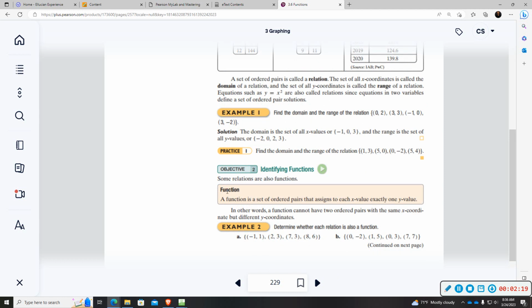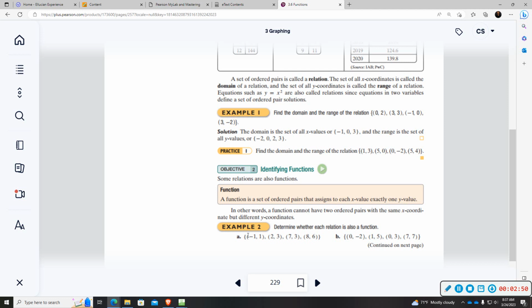So when we want to identify a function, here's the definition for a function. A function is a set of ordered pairs, so it's a relation, okay, a set of ordered pairs that assigns each x value to exactly 1. So basically, the x value cannot repeat. So when I look at a set of ordered pairs, I want to make sure that none of the x values repeat and that each of those x values are matched with exactly one y value.